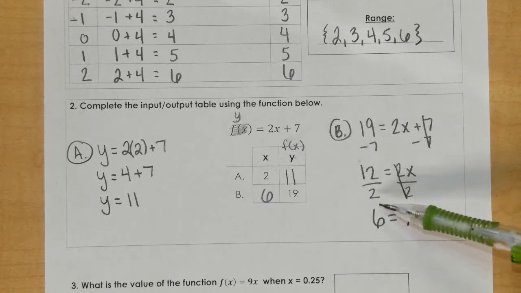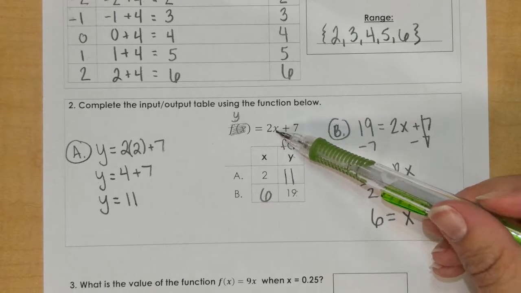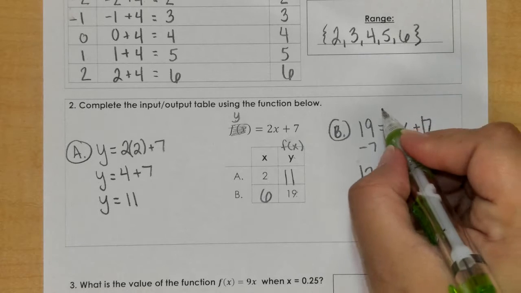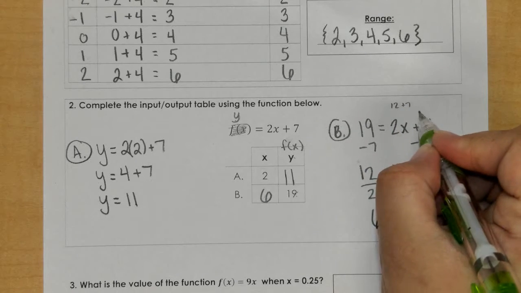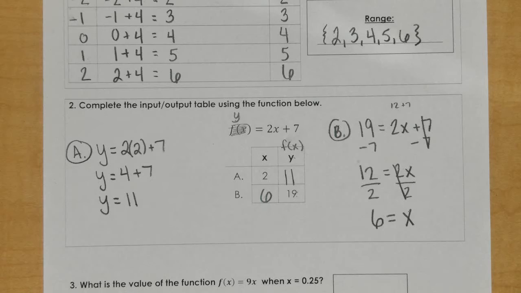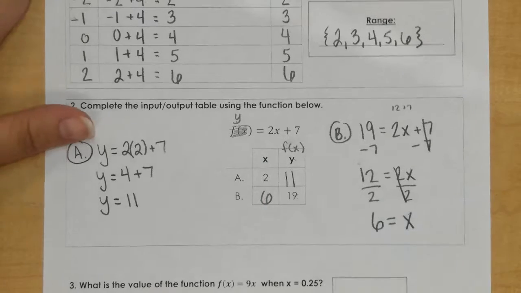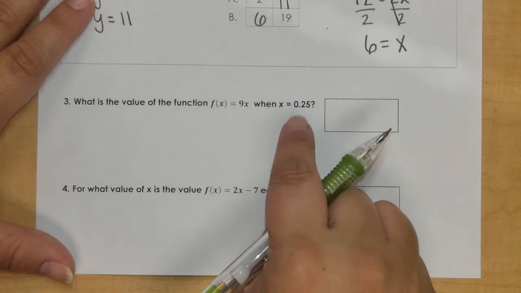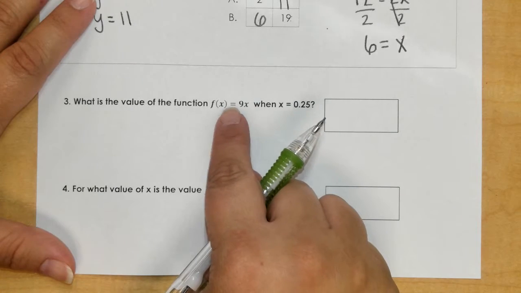Okay, and then I can quickly check that. If I plug 6 back into here, 2 times 6 is 12. And 12 plus 7 is back to 19. So it worked out. Okay, now at the bottom, my 0.25 goes in for the x value here.